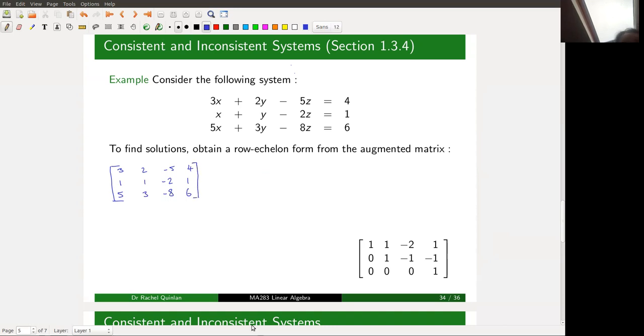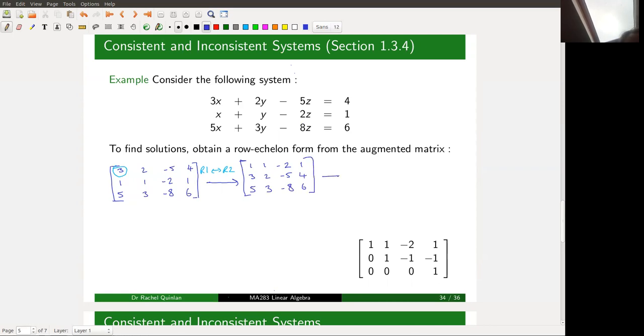And we want to get it into row echelon form initially, and then into reduced row echelon form possibly. Our first strategy is to get a 1 up there in the top left. What's there at the moment is a 3. We could divide row 1 by 3, but that would introduce denominators. So let's make our lives easy by instead swapping row 1 with row 2. Then we have 1, 1, minus 2, 1 in the first row, 3, 2, minus 5, 4 in the second row, and 5, 3, minus 8, 6 in the third row.